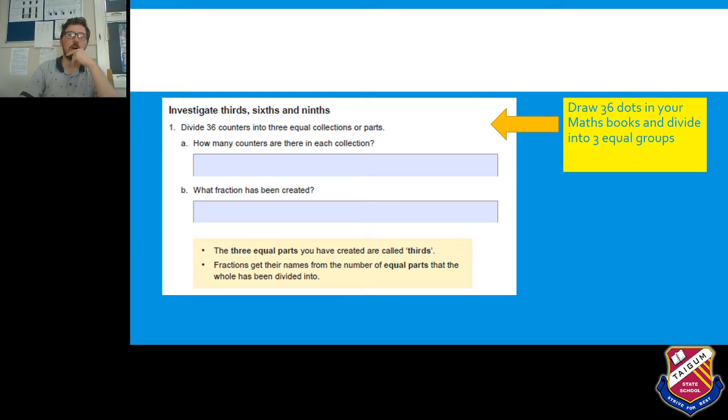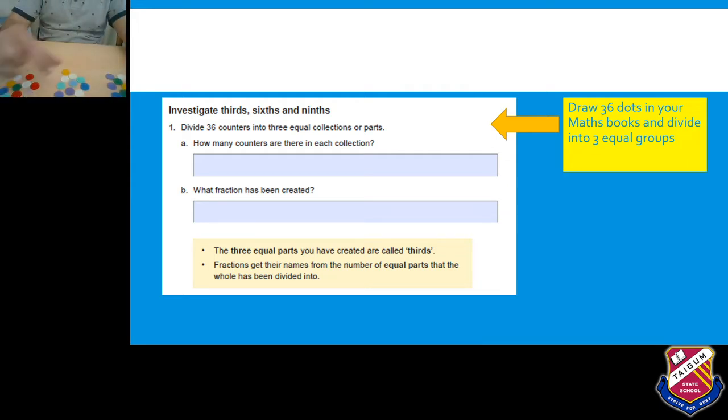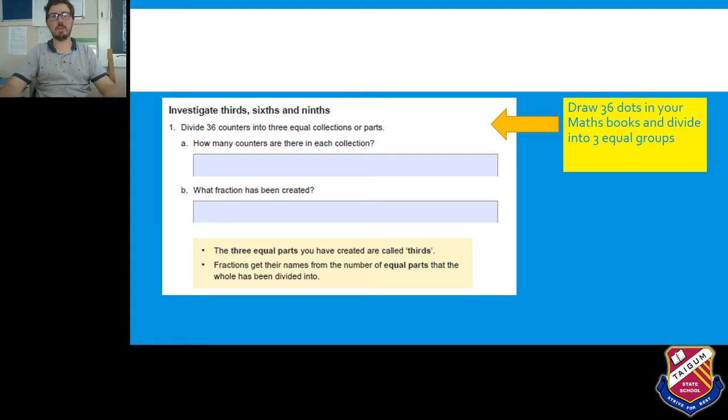Next, I want you to do this that's on the screen in your worksheet. It'll say how many counters are there in each collection. So you need to tell me how many counters are there in each of these groups. You go, pause the video.